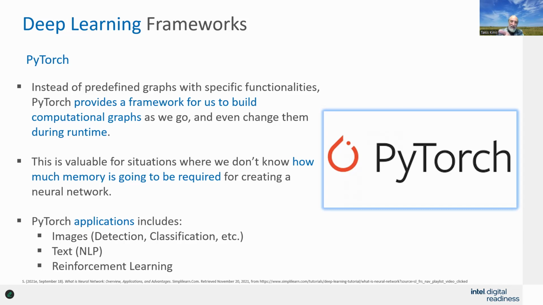It says that's very valuable when you don't know how much memory is going to be consumed or anything like that. So if you see that your model is consuming too much energy, maybe you can change it so it doesn't do as much. They use it in image detection, classification, natural language processing, and reinforcement learning. So PyTorch is used for those.